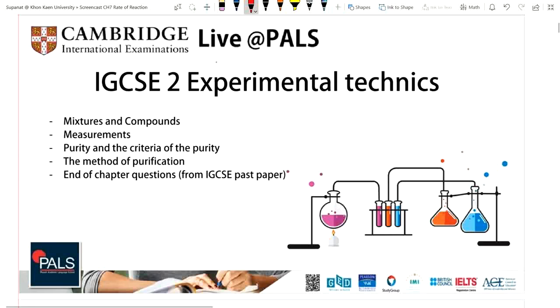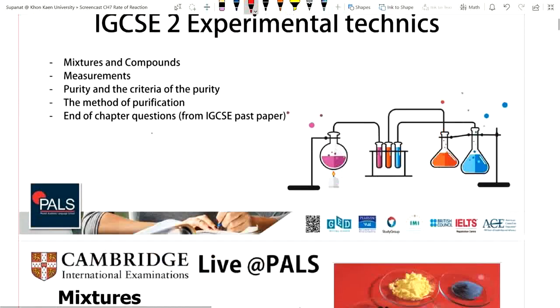Okay, so in this chapter, I'm going to talk about the mixture and the compound. What is the mixture and what are the compounds? We're going to see the difference between the mixture and the compound, and the measurements. How could we measure in the experiment, and how many instruments do we use, the basic instruments for any parameters. And I'm going to talk about the purity and the criteria of the purity, followed by the methods of purification. And I'm going to close with the end of the chapter questions that I brought from the IGCSE past paper. Okay? Right, let's start.